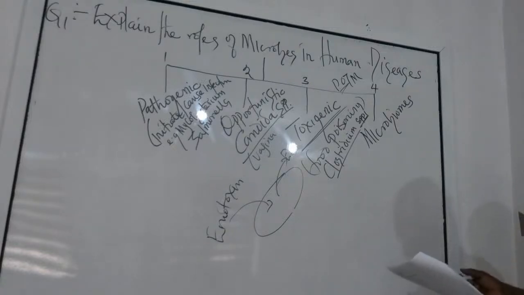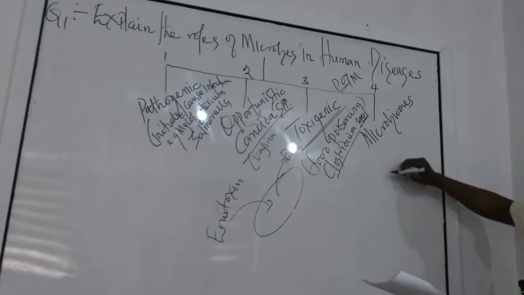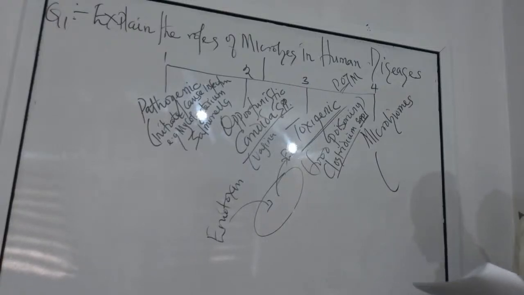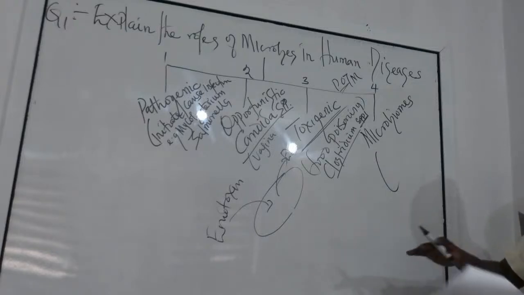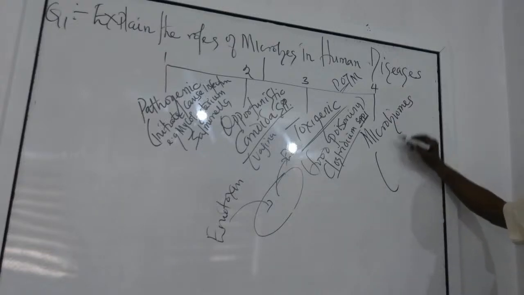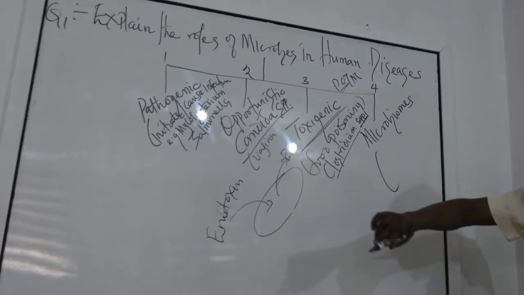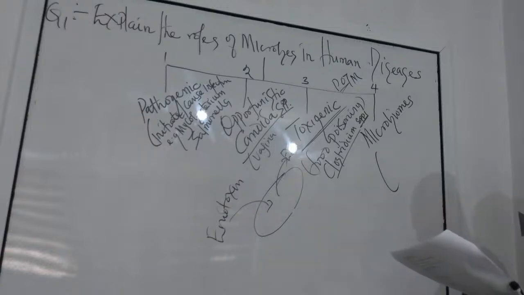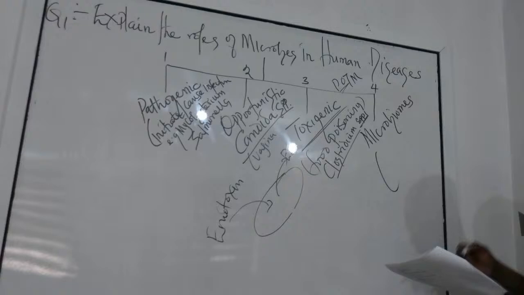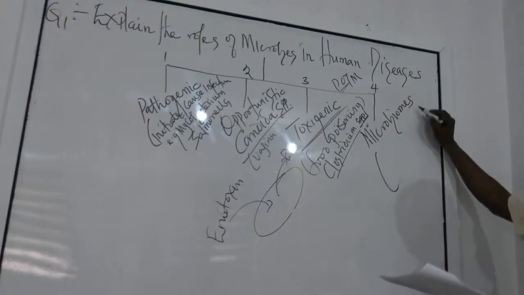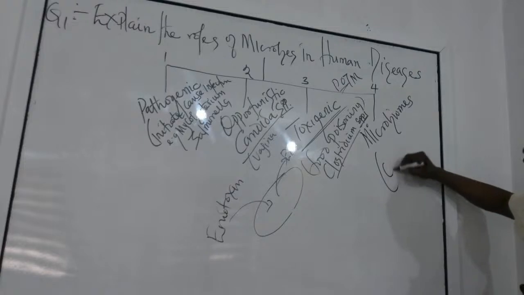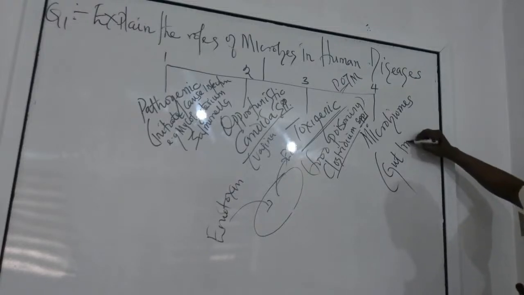Now the last one is called microbiomes. Microbiomes are populations of microorganisms that exist in close association with humans, especially in the gut. They form a kind of community in the gut of a human, and thereby can lead to diseases. So microbiomes cause a kind of gut imbalance.